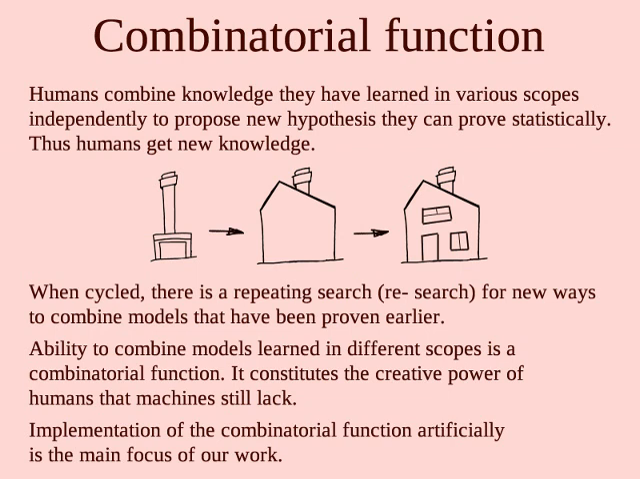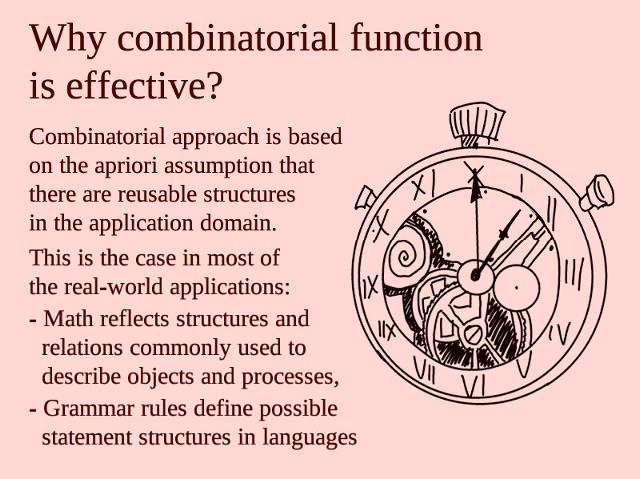Humans used to combine models for solving everyday problems, and we are all familiar with the concept of research, which is a repeating search for models and ways how to combine them. We can think of this activity as a combinatorial function which is implemented in the algorithm of human thinking, but not yet in machines. Well, this combinatorial function is based on some prior assumption that should be introduced to the artificial learning agent to make it more effective.